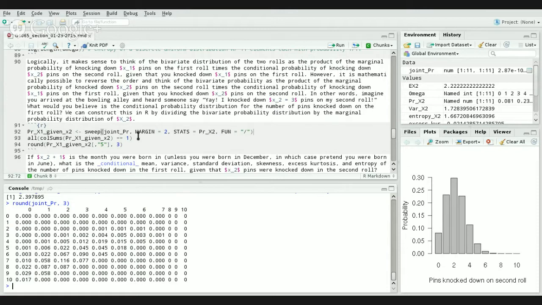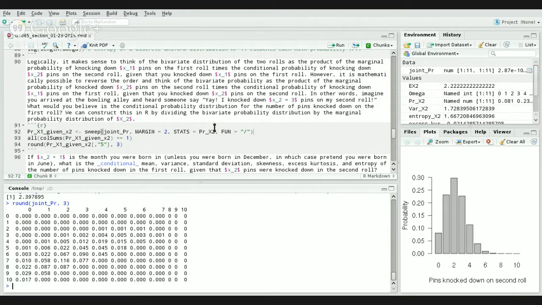So basically, for each column in joint PR, it's going to divide that column by the corresponding element of PRX2, that being the probability of knocking down x2 pins on your second roll. Because the bivariate or joint probability is the product of a marginal probability and a conditional probability, a joint probability divided by a marginal probability yields the corresponding conditional probability distribution.